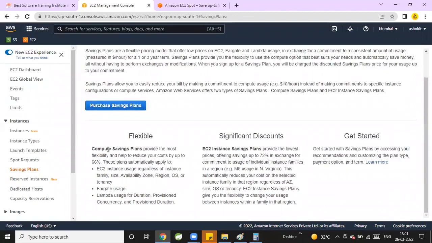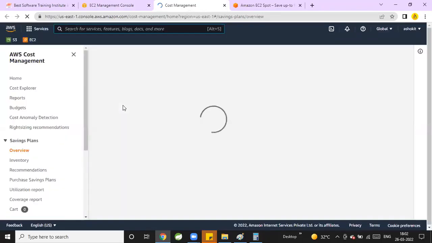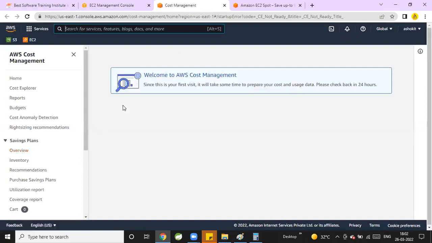Significant discount is available. Compute saving plans provide the most flexibility and help to reduce your cost by up to 66%. These plans are automatically applied to EC2 instance usage regardless of instance family, size, availability zone, region, OS or tenancy, and Lambda usage. You can understand and purchase saving plans. If you want to purchase the EC2 instance, that is called reserved instances. If you want to purchase, you can go for this in AWS and purchase the saving plans. You can purchase the instance for 1 year or for 3 years.